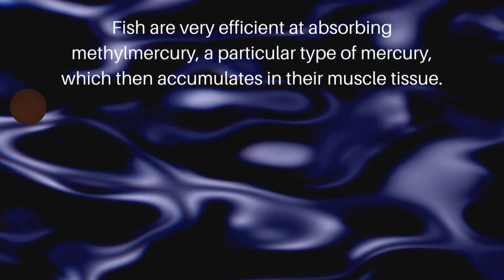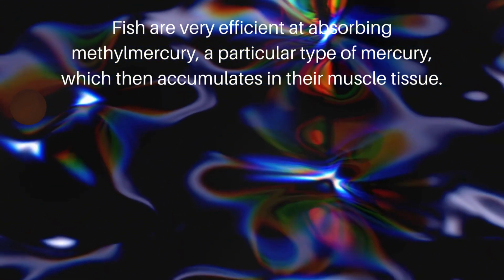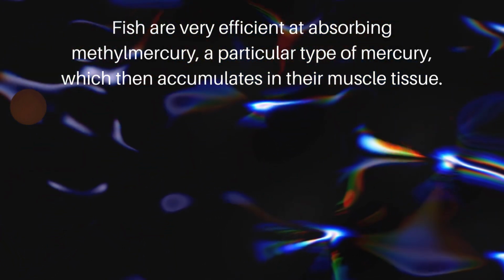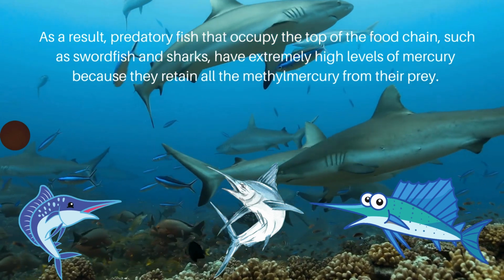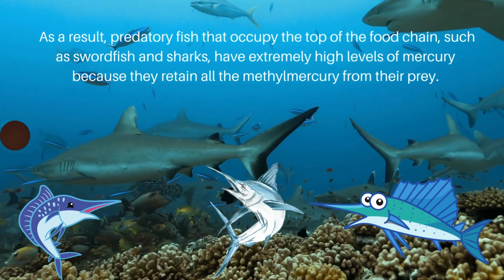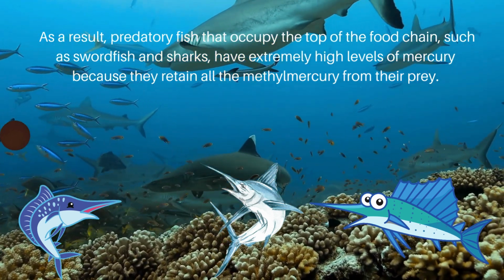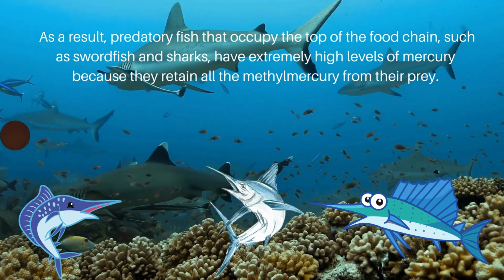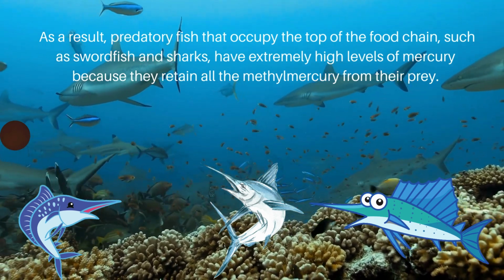Fish are very efficient at absorbing methyl mercury, a particular type of mercury which then accumulates in their muscle tissue. As a result, predatory fish that occupy the top of the food chain, such as swordfish and sharks, have extremely high levels of mercury because they retain all the methyl mercury from their prey.